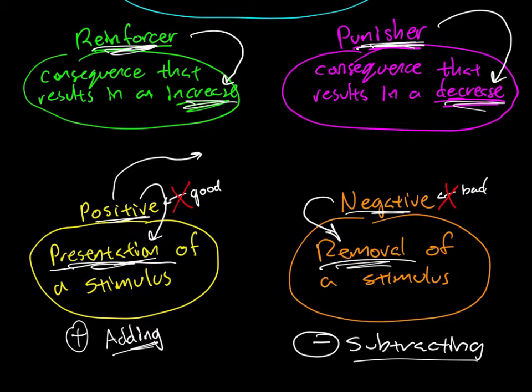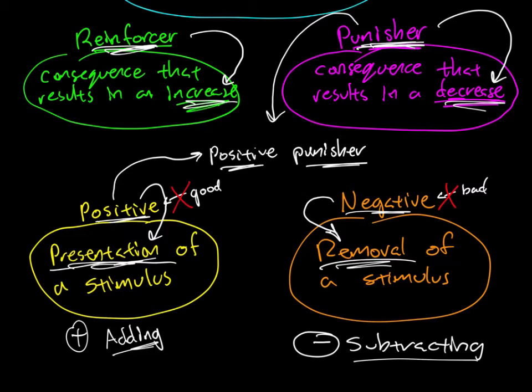So we can take, like, presentation of a stimulus, which would be positive, and the presentation of that stimulus might lead to a decrease in the behavior, in which case it would be a punisher. So we would call that a positive punisher, which would be something like presenting someone with electric shocks, so that's positive, and that leading to a decrease in the behavior, so that is a consequence that is a punisher.